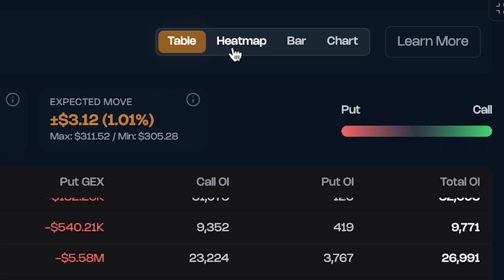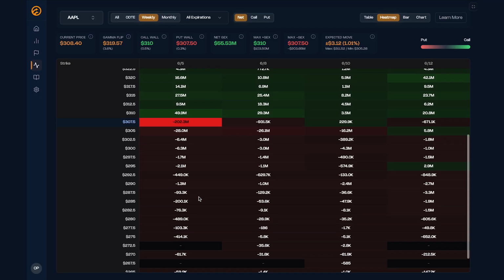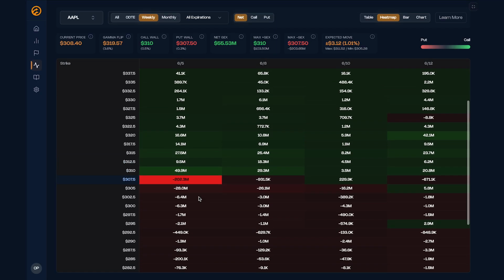This is our GEX heat map. The heat map allows traders to quickly visualize gamma positioning across multiple strikes and expiration dates. Green areas represent positive gamma exposure. Red areas represent negative gamma exposure. The brighter the color, the larger the exposure at the strike and expiration. Think of it as a map of where options positioning is concentrated.